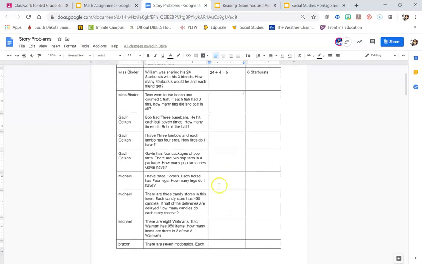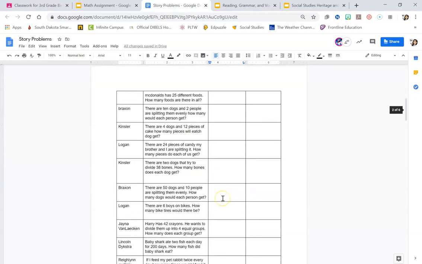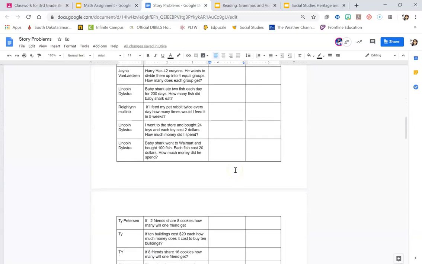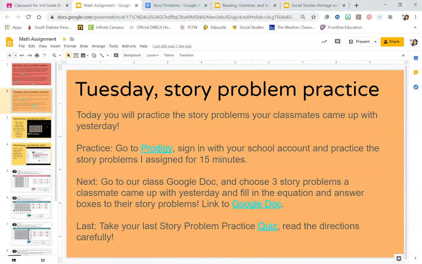Okay, so you're going to go on, choose three equations that someone came up with, and come up with an equation and then the answer for their story problem. You do your 3 story problems, you're not done. You're going to take your last story problem quiz then from the Google Slides, or from the Google Form, I'm sorry. Read the directions very, very carefully. Really think, what are they asking me to do? Okay, read those directions carefully.